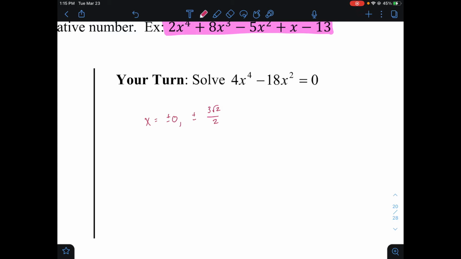All right, so the solutions to this problem are plus or minus 0 and plus or minus 3 root 2 over 2, and that is the rationalized answer. Okay, so just to make sure you have that one rationalized.